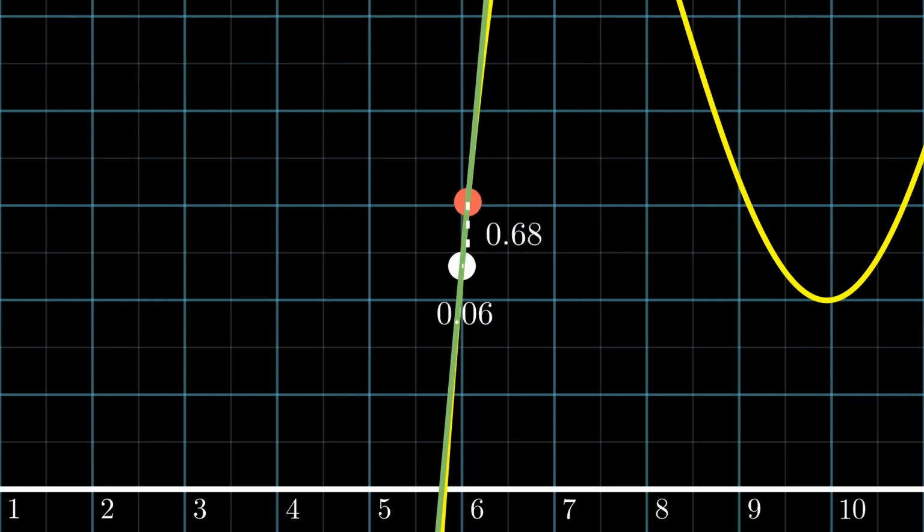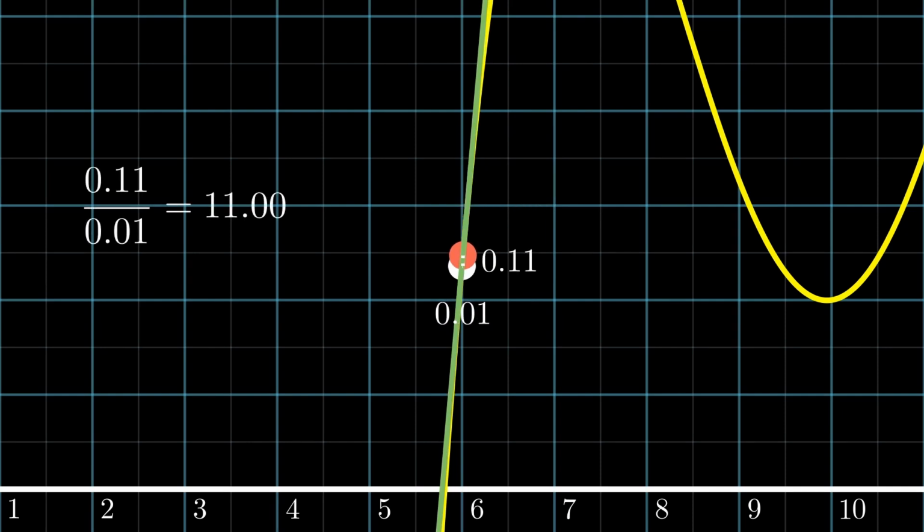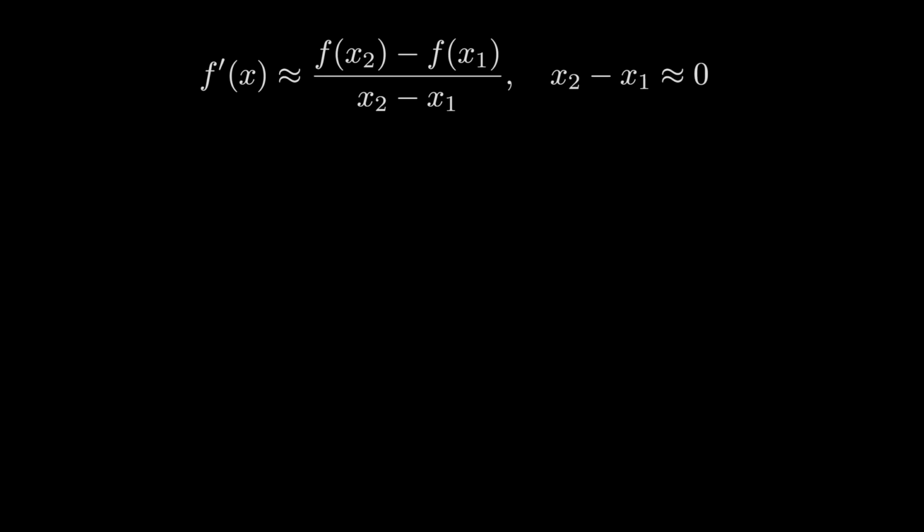Now we get change in y equal to 0.11 and change in x equal to 0.01, which gives 11. So we're climbing 11 kilometers per kilometer forward. We can keep moving the point closer and closer. As the distance between the points approaches 0, we get what we call the instantaneous rate of change. And this is where the derivative comes in. The derivative is essentially the slope between 2 points, f(x2) minus f(x1) divided by x2 minus x1, where x2 minus x1 is extremely small.